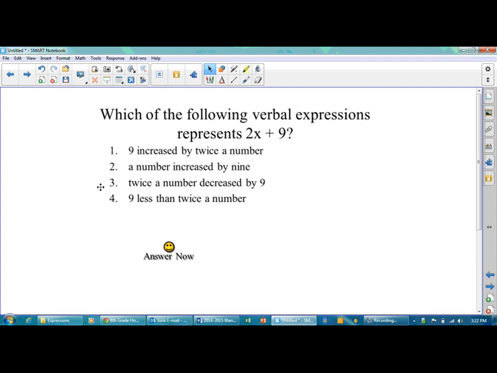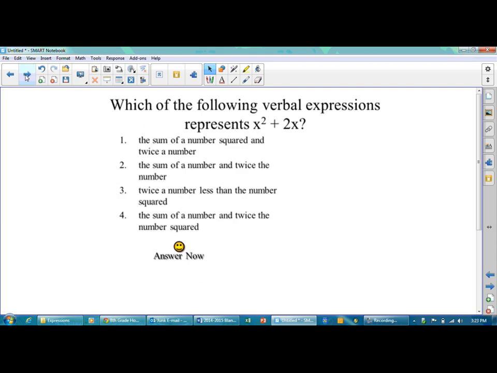Okay, correct answer is choice 1. 9 increased by twice a number. Now, I know that it says 9 increased by, and then it goes and says plus 9. But again, you have to remember, addition is commutative, so we can change the order. I would have preferred it say 9 more than, but that is an acceptable answer.